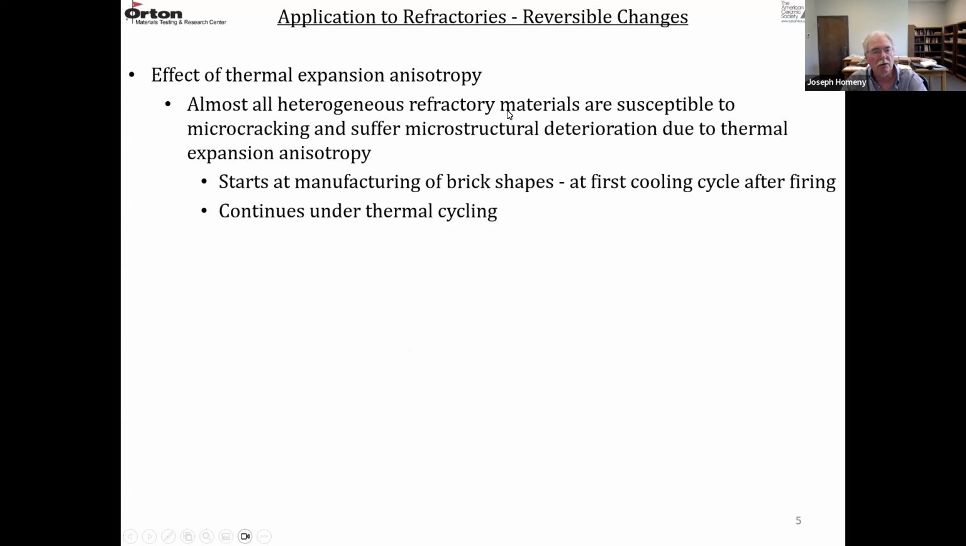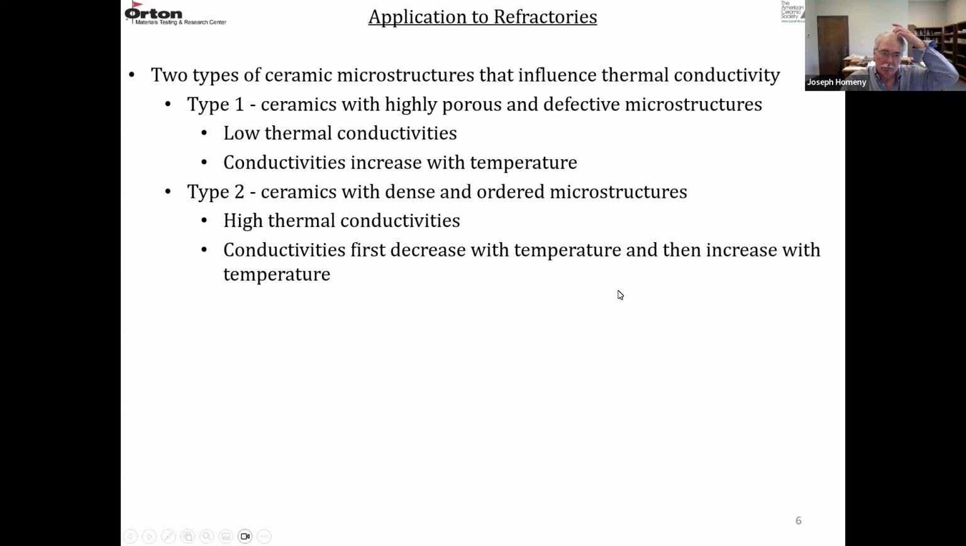So we concluded that almost all heterogeneous refractories are susceptible to microcracking and suffer microstructural damage. And it starts on a fired brick on the first cooling cycle, and as you thermally cycle it, it just continues. So that was the missing slide from thermal expansion. So you should have that right now.